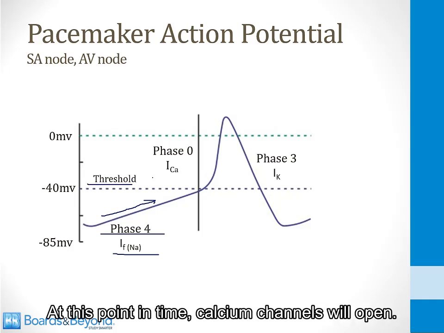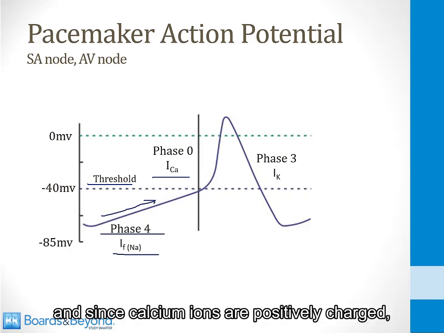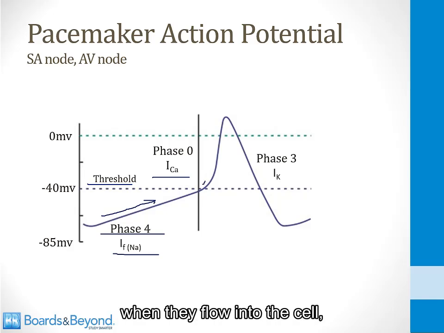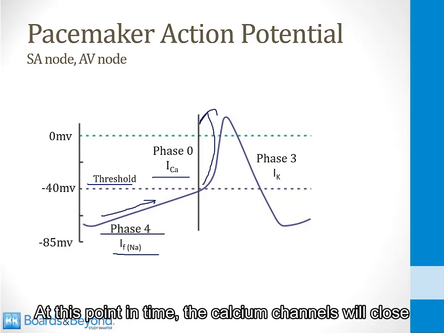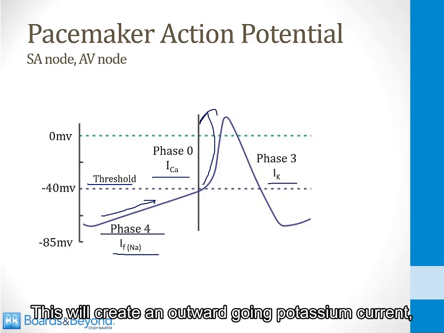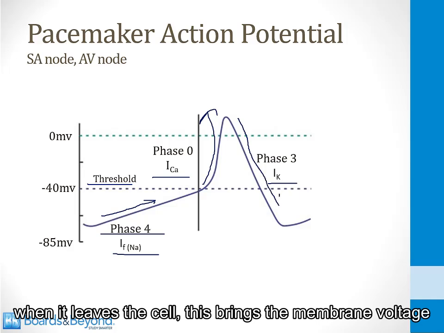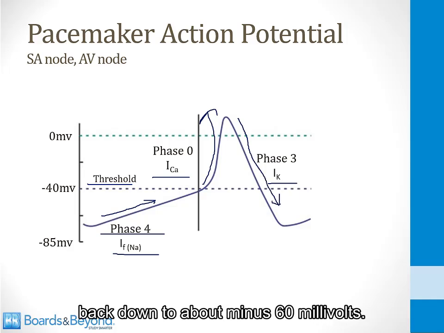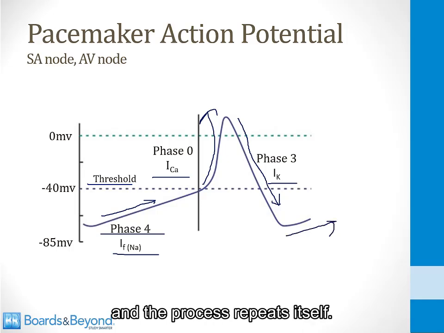At this point in time, calcium channels will open. This creates an inward current of calcium ions, and since calcium ions are positively charged, when they flow into the cell, they will raise the membrane voltage to a point above 0. At this point in time, the calcium channels will close and potassium channels will open. This will create an outward going potassium current, and since potassium is positively charged, when it leaves the cell, this brings the membrane voltage back down to about minus 60 millivolts. At this point in time, phase 4 begins again and the process repeats itself.